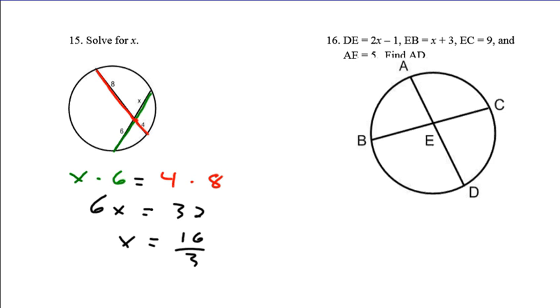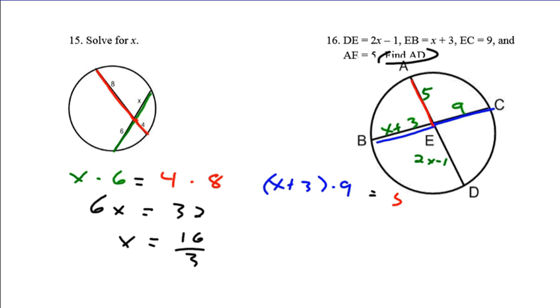Same exact setup here, except we now have to find AD. But we are going to go from intersection to the edge. Let's put the information in first, shall we? That was easy. So then we have intersection to the edge, x plus 3, times intersection to the edge along the same line, times 9, equals, on the other, 5 times 2x minus 1.